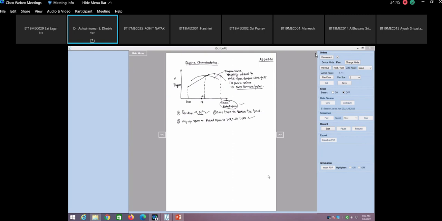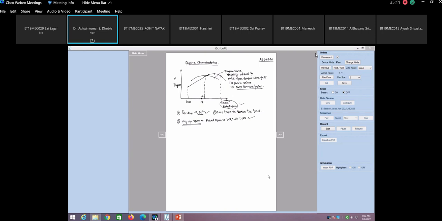So all your engine components are designed for this fly up RPM. Please understand that fly up RPM is important as far as the design of the component is concerned, so that it can bear the load and will not fail if the engine speed exceeds, or if some unexpected load is given to the engine. So please keep this in mind.